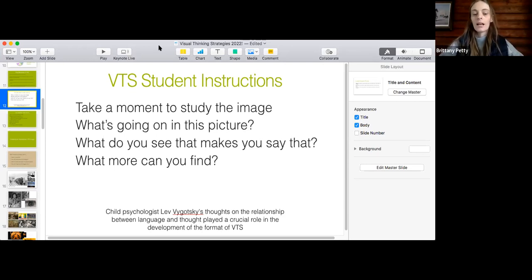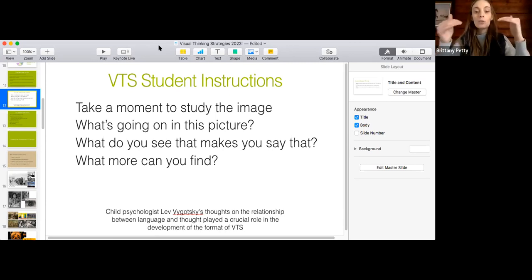And then after talking about that, then it's what more can you find, which redirects them back to the image and looking for things. Sometimes, as you all know, students, in those stages that we talked about, will get off on their own story. Like, my dad and I, when we went camping, you know, and you rein that in however you will, but that's a really great way of, what more can you find, or what do you see? It directs it back to the image.